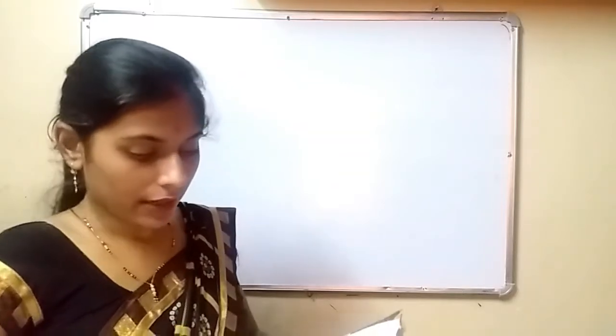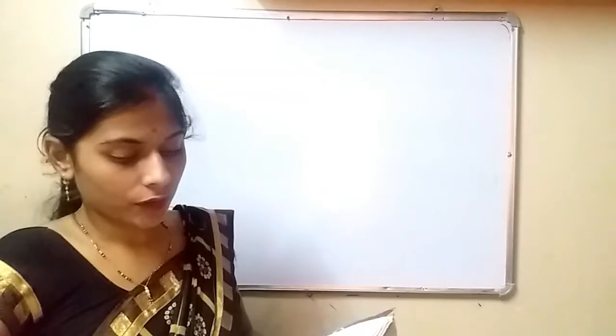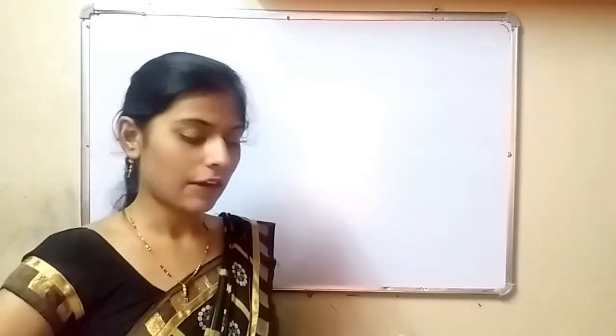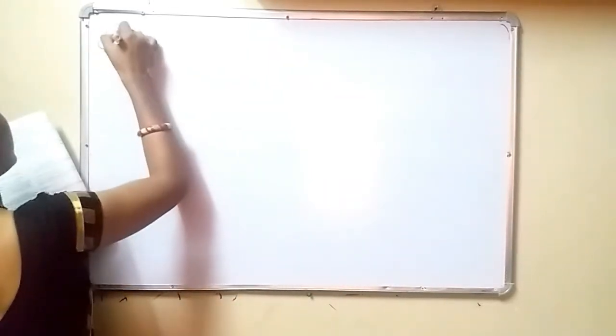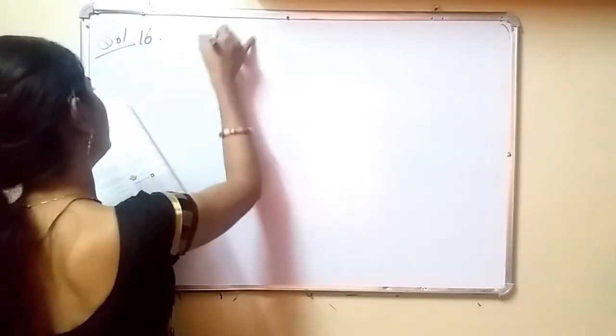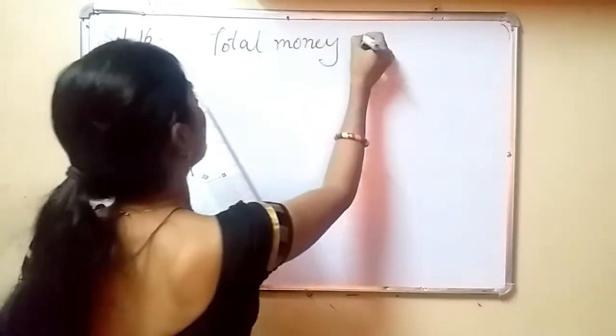See question number 16. Rohan had rupees 17x square plus 4x minus 3 with him. He spent 8x square minus 7x minus 9 for his birthday party. How much money is left with him? Question 16. Total money Rohan had.